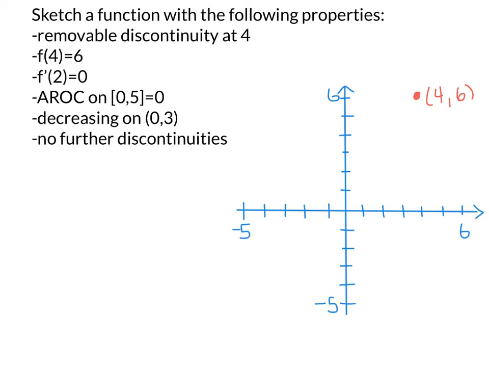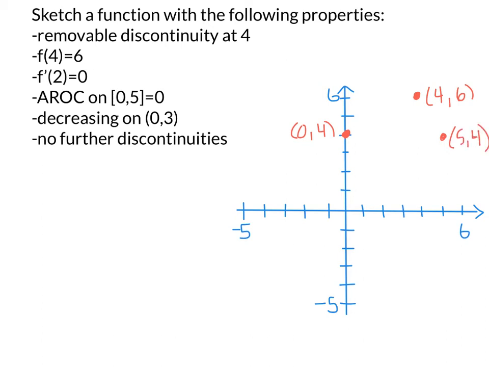F prime of 2 equals 0 means that the function has 0 slope at 2. We'll deal with that again in a minute. Average rate of change on [0, 5] equals 0. So we need to put a point that corresponds to this function at 0. Let's just randomly pick 4. And the average rate of change on [0, 5] needs to be 0. So what that means is if we've got (0, 4), then at x equals 5, we need to also be at 4.